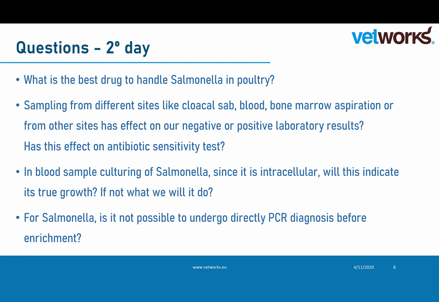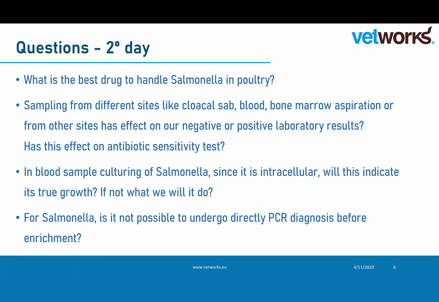Next question: does sampling from different sites, like cloacal swabs, blood, bone marrow, or other sites, have an effect on negative or positive lab results? The first point is, like I mentioned before, Salmonella is easy not to find. So of course, if you increase the number of samples, you'll increase the probability of finding it.